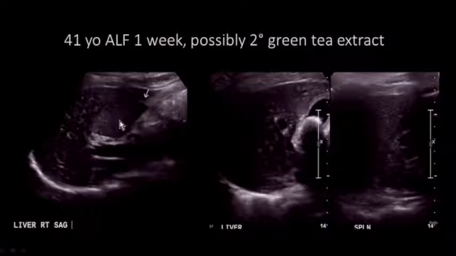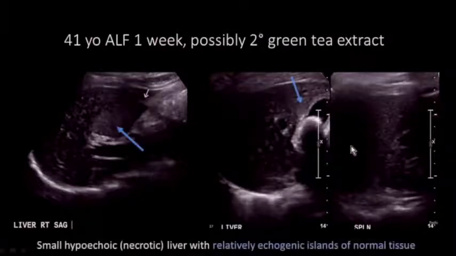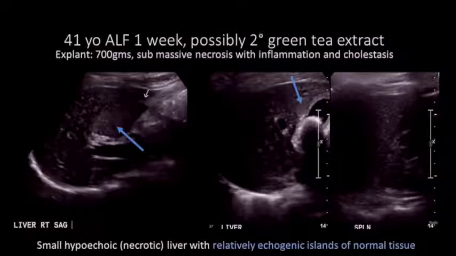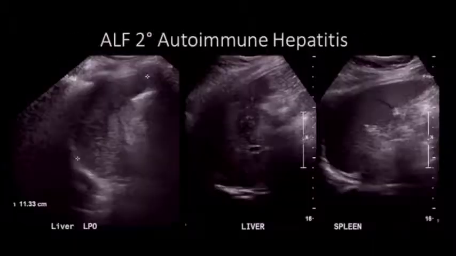This area right here is a little bit more echogenic. Again, here's another image, hypoechoic, hyperechoic, and this is the spleen in comparison. So if you look carefully, though you might think the echogenic areas are a nodule or a mass, those are probably the normal islands of liver, and the rest of the liver is hypoechoic. Still, normal size, smooth contour. Again, this explant showed submassive necrosis, a relatively small liver.